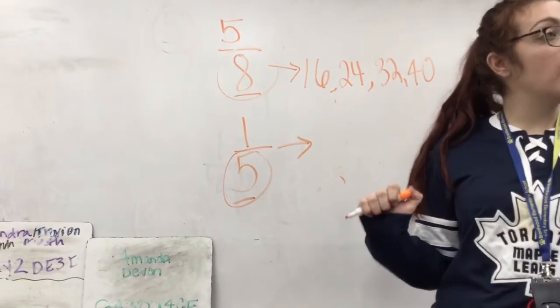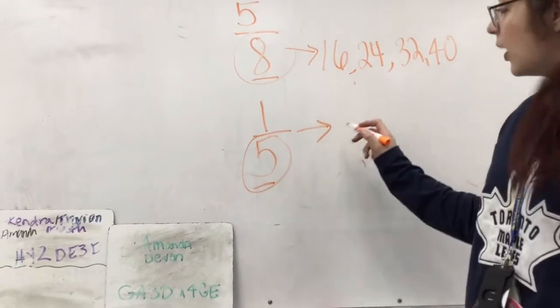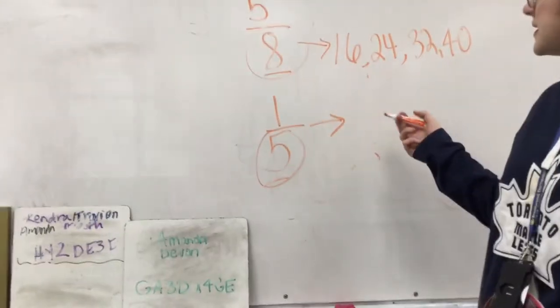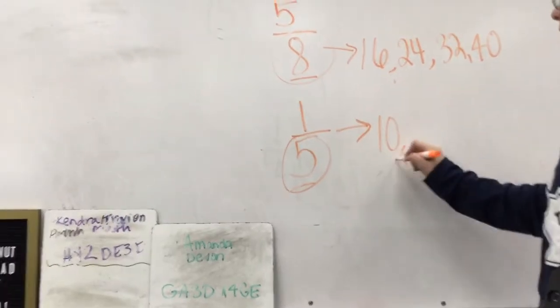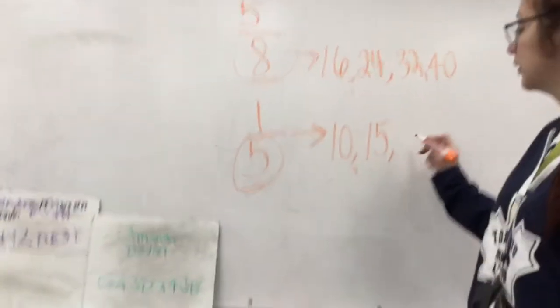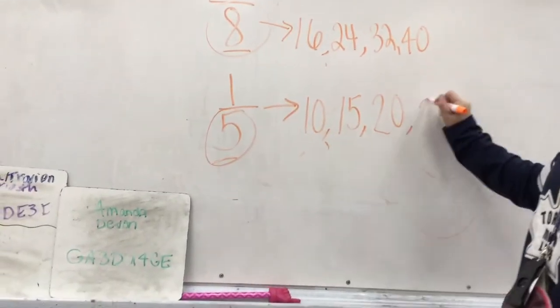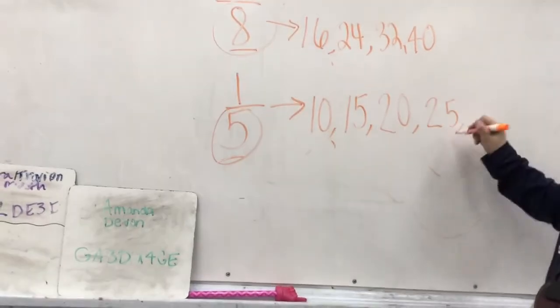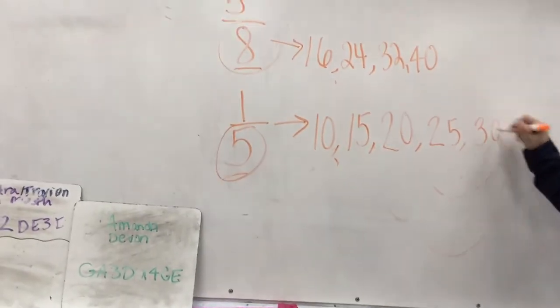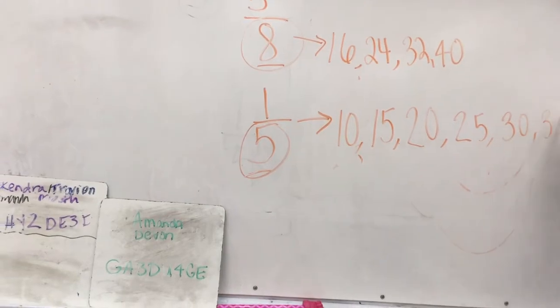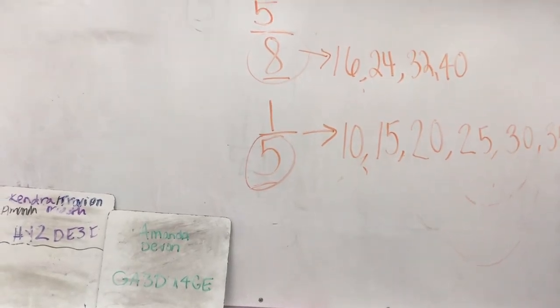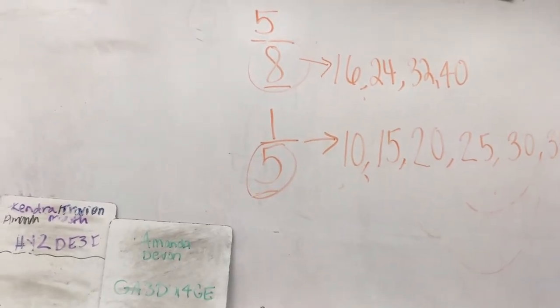Now 5. What are the multiples of 5? What's 5 times 1? 5. 5 times 2? 10. 5 times 3? 15. 5 times 4? 20. 5 times 5? 25. 5 times 6? 30. 5 times 7? 35. 5 times 8? Stop. Do we have something in common?